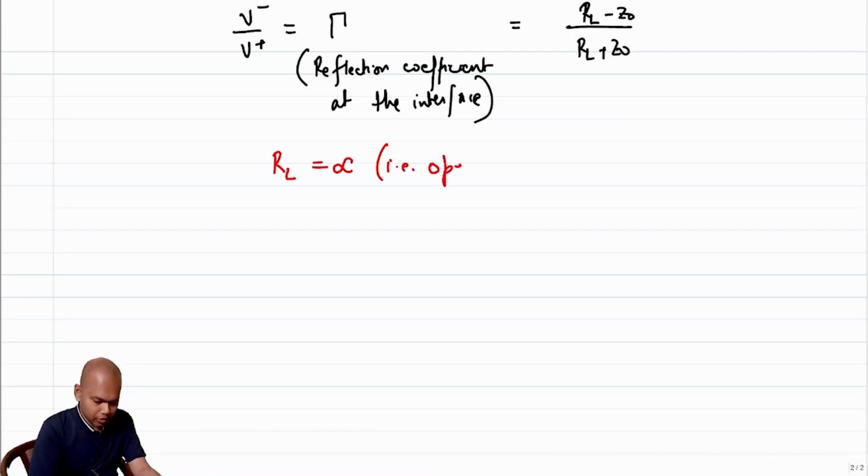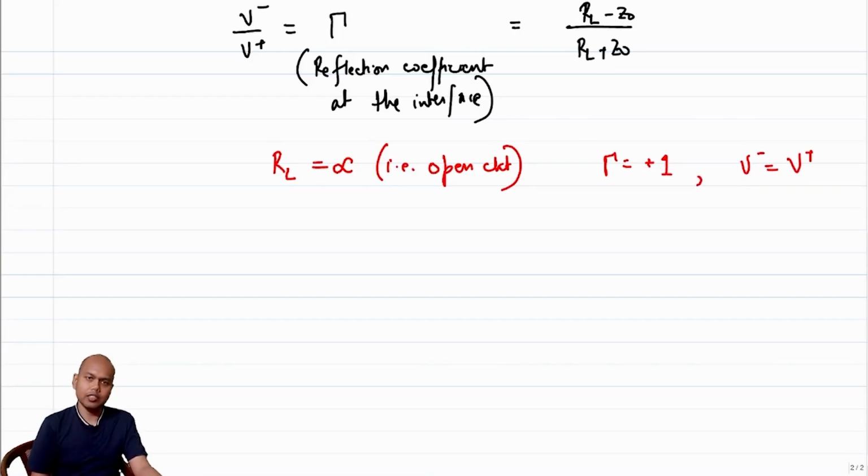Open circuit, your gamma is equal to plus 1, which means that V minus, the reflected wave, is equal to the wave that is incident on that open circuit port.